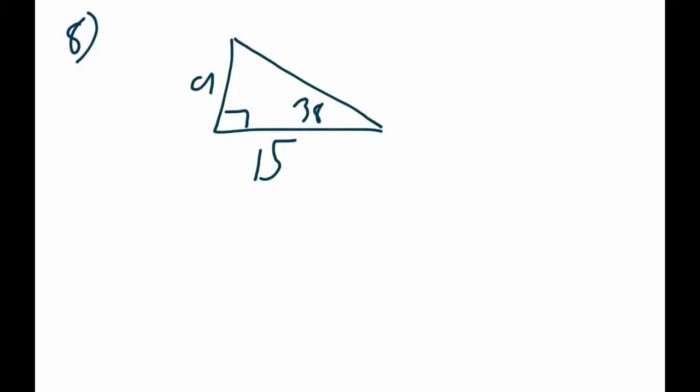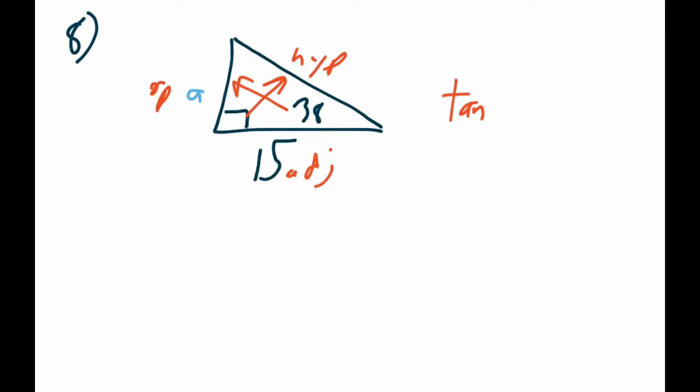Alright, in problem number 8, we're trying to find A here. So we need to figure out which side is which. This is the hypotenuse, this is the opposite, which means this is the adjacent. Which of my three trig functions uses opposite and adjacent? That would be tangent. So the tangent of 38 equals the opposite over the adjacent.